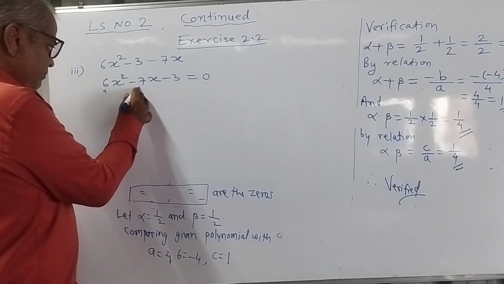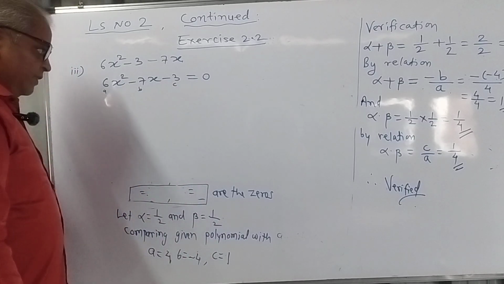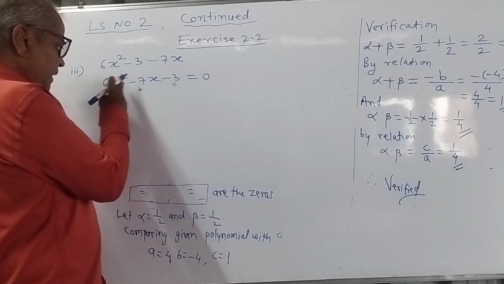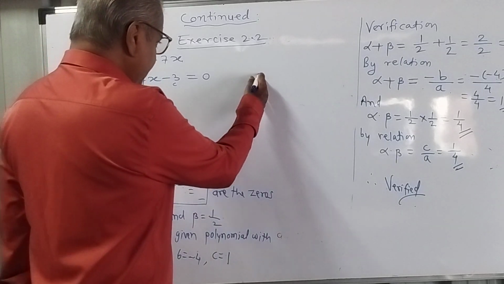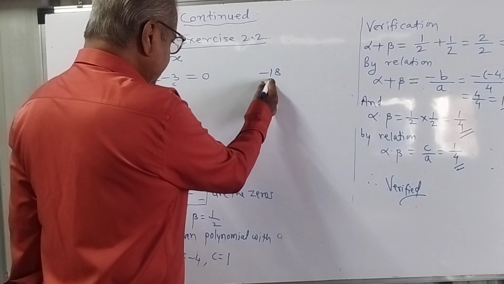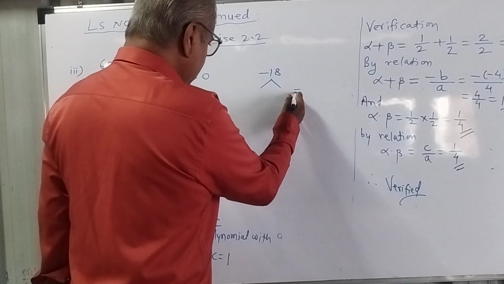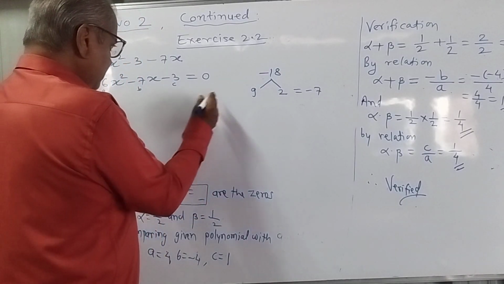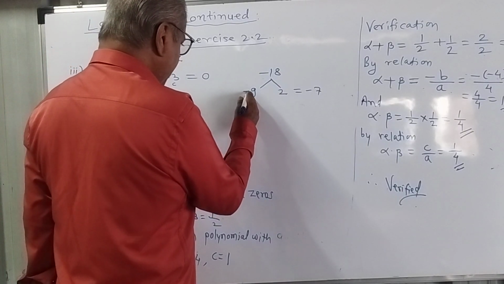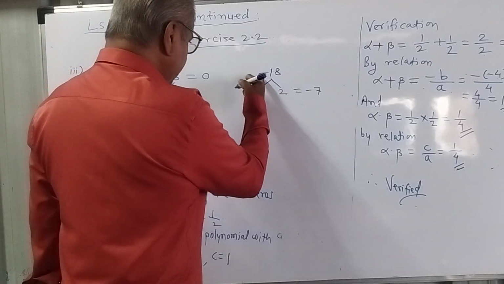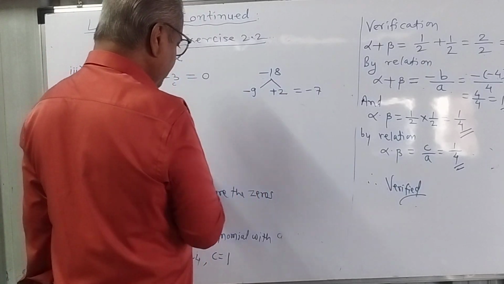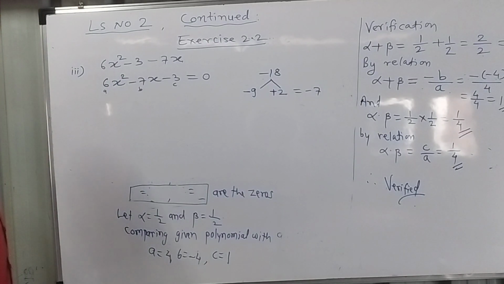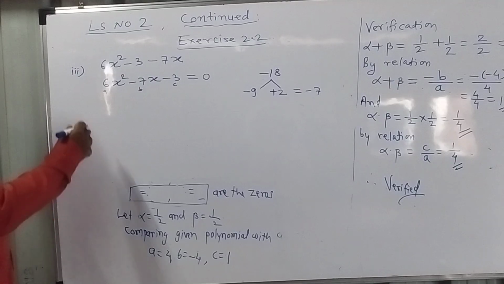A is 6, B is minus 7 and C is minus 3. So C into A, 3 into 6, 18, but minus 3, so minus 18. Split the minus 18 to get horizontal sum minus 7. So I can write 9 into 2. So middle term sign is for bigger splitting. To get the product negative, minus 9 plus 2 and horizontal sum is minus 9 plus 2 is minus 7. So our splitting is correct.